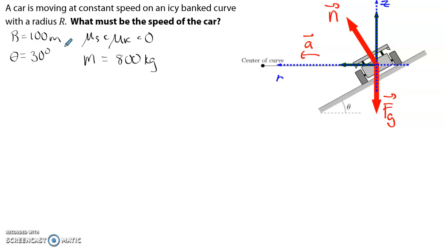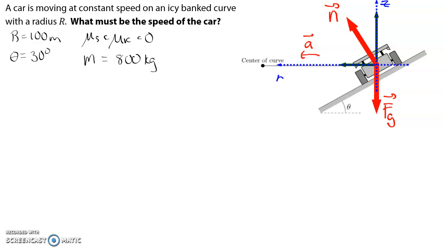So a typical problem when using this setup would be: the car is moving at constant speed on an icy banked curve with a radius R of 100 meters, an angle theta of 30 degrees, and no friction, so the coefficients mu_s and mu_k are 0. We can give a mass to the car, 800 kilograms, and the question we're trying to solve is what must be the speed of the car in order for the car to go around the curve easily.